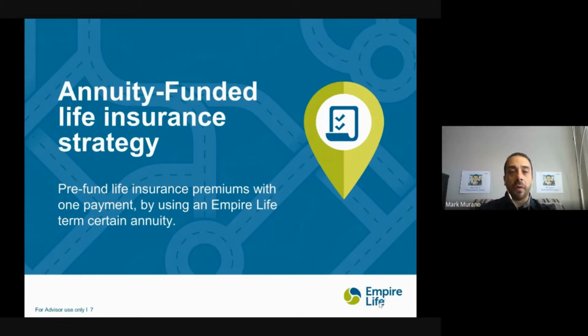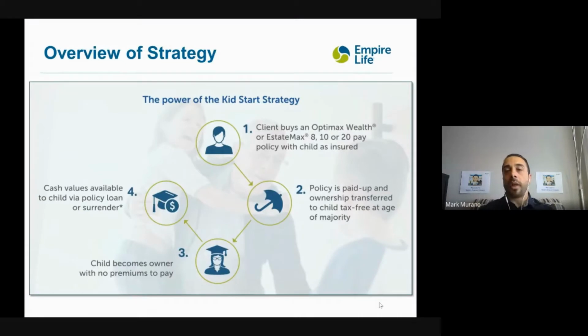So, annuity funded life insurance strategy. Pictorially, this is what it looks like. Here's your overview. Quite simply, step one, we buy an insurance contract on a child or grandchild. OptiMax Wealth, Estate Max, 8-pay, 10-pay, 20-pay are your most common products. The policy becomes fully paid up at some point, let's say 10 years. Then we will transfer ownership at the age of majority. So at age 18, the policy is transferred.